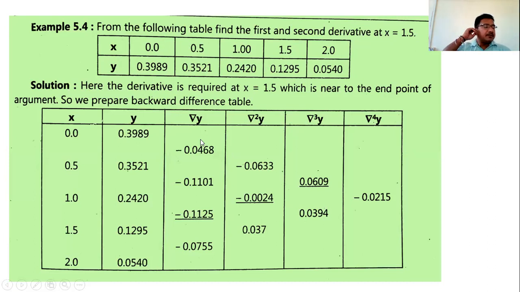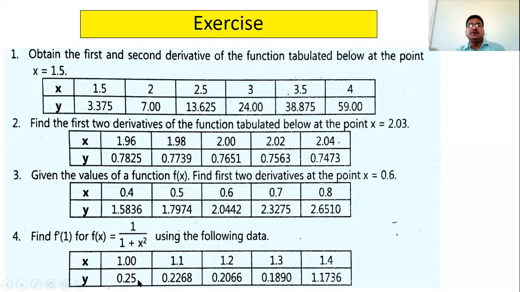But such types of problems we will see in the next lecture. So first, solve this exercise. If we observe the first problem, we have to find the first order and second order derivative at 1.5. That is, we have to prepare the forward difference table and use the forward difference formula.